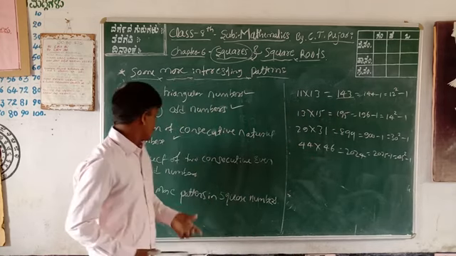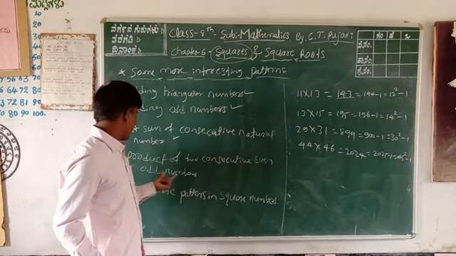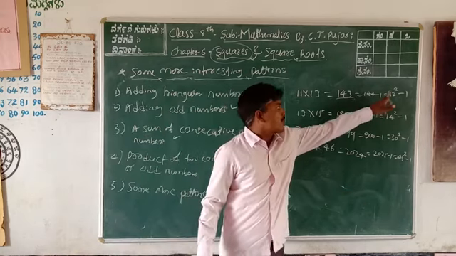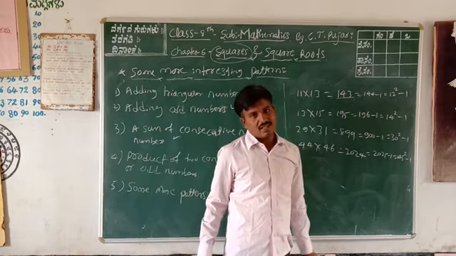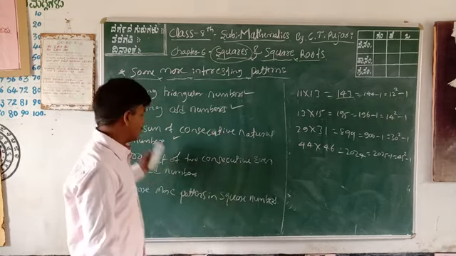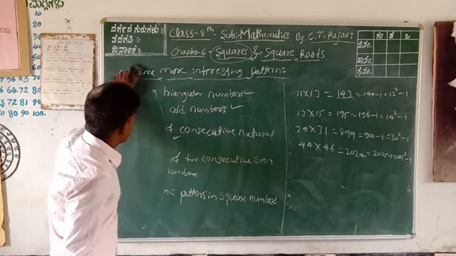The last one: the product of two consecutive even or odd numbers can also be rearranged into square numbers. Some more patterns are here in your square numbers. Study about some patterns.